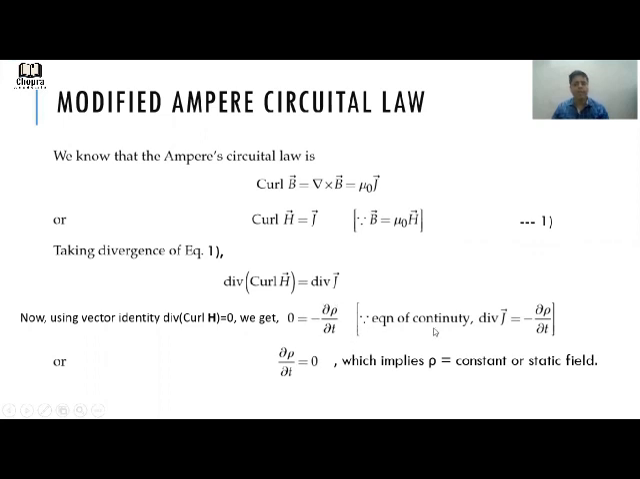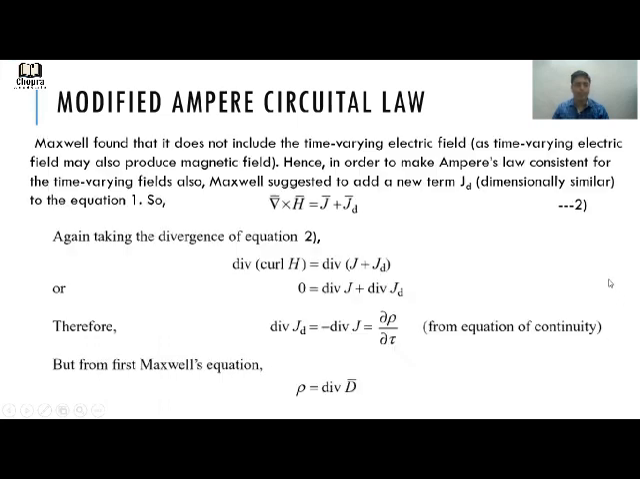How? That is from the equation of continuity where we got divergence J is equal to minus dou rho by dou t. Therefore, we get dou rho by dou t equal to 0, or rho is constant for a static field. So that means the old Ampere circuital law was valid only for a constant field or static field.